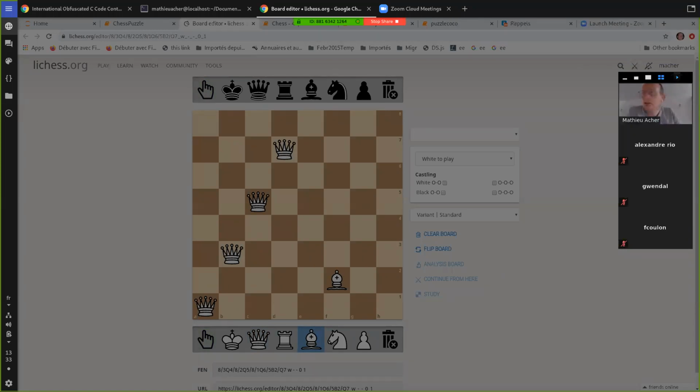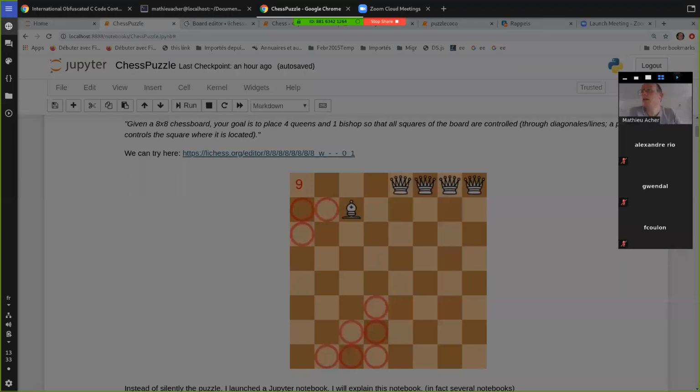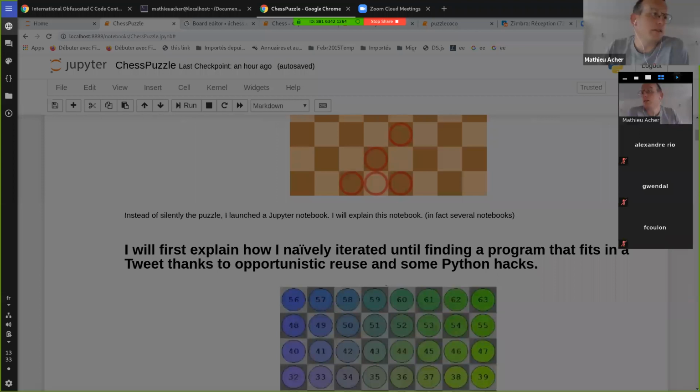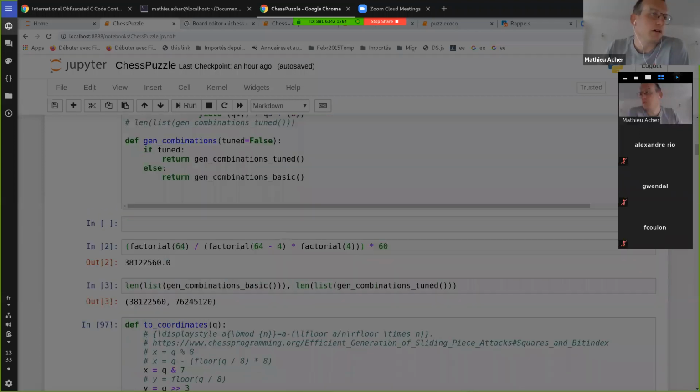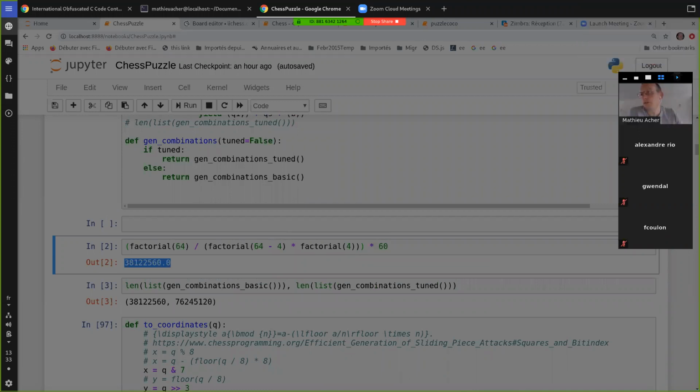How many combinations regarding the problem? I made some maths. It's something like that. Here, I will discuss afterwards. Okay, sorry. No problem. It's this number. It's huge, right?